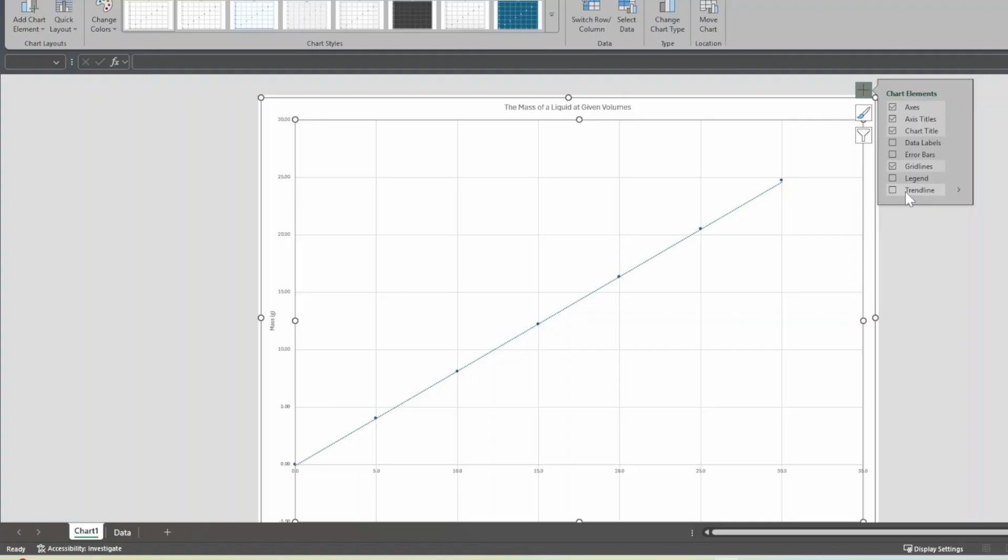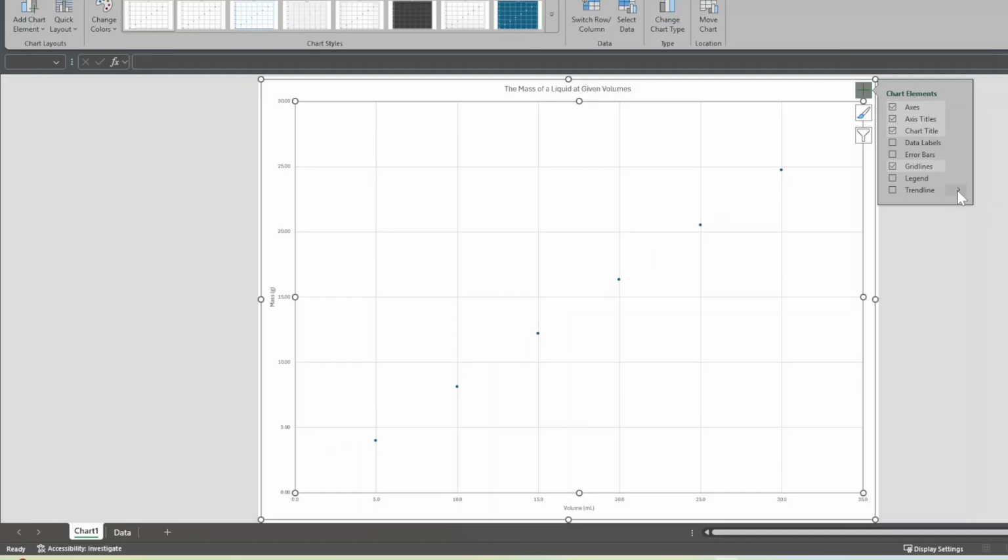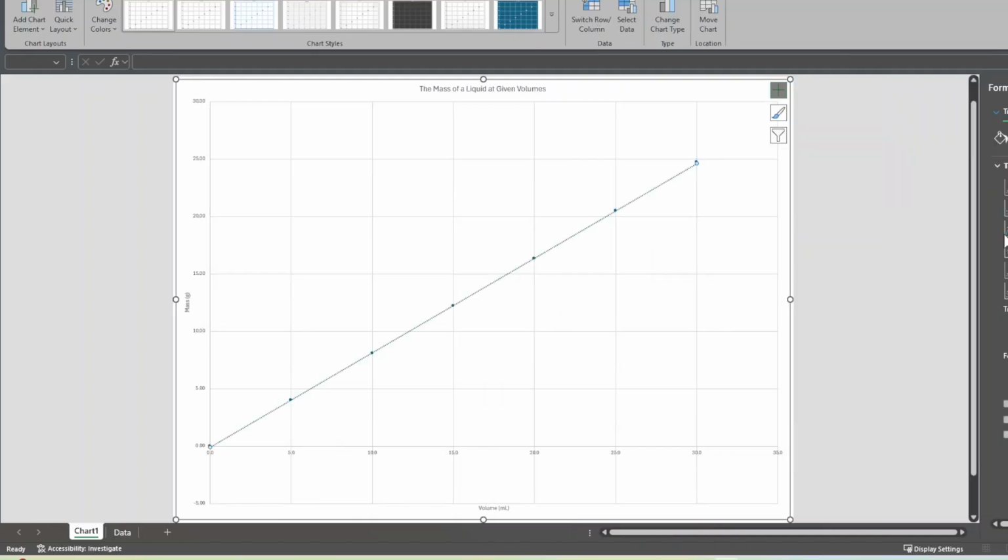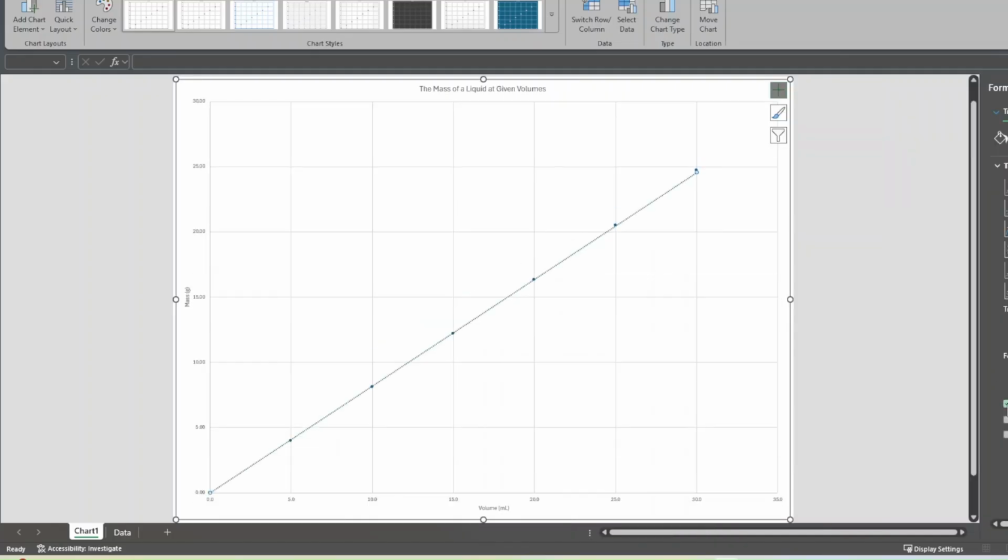But we specifically know that when the volume is 0, the mass will be 0. So instead of clicking trend line, I'm going to hit the arrow over and I'm going to hit more options. And I'm going to set the intercept to 0. That way my graph stays all in the positive and I know that it's going to be a direct linear relationship. The other thing you'll also do is display the equation on the chart. It's a really good way of checking to see if the slope that you solve for is the correct slope.